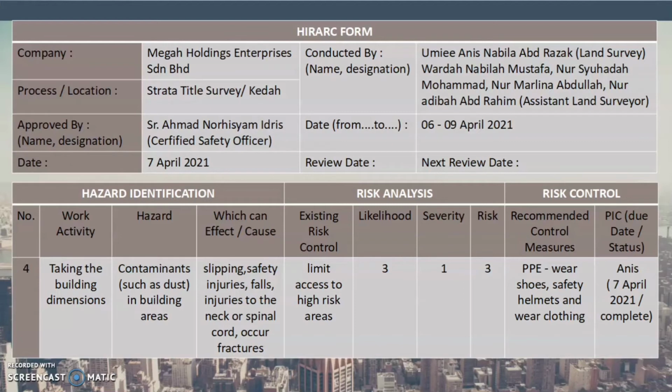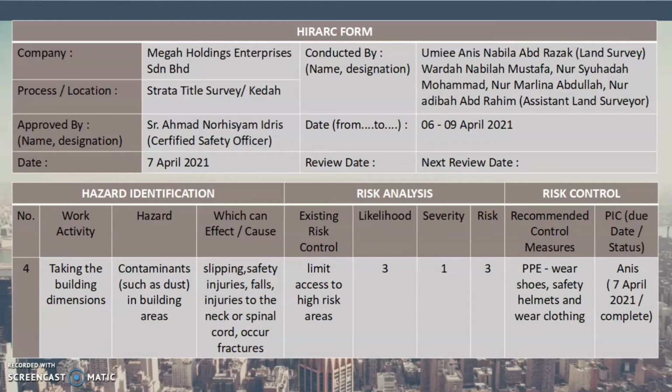For wet condition, such as water and rain. The hazard factor will affect ourselves and the people around us. Among the effects we can see from the hazard itself are slipping, safety injuries such as cuts and bruises, falls, injuries to the neck or spinal cord, and there can even be fractures or severe injuries suffered.